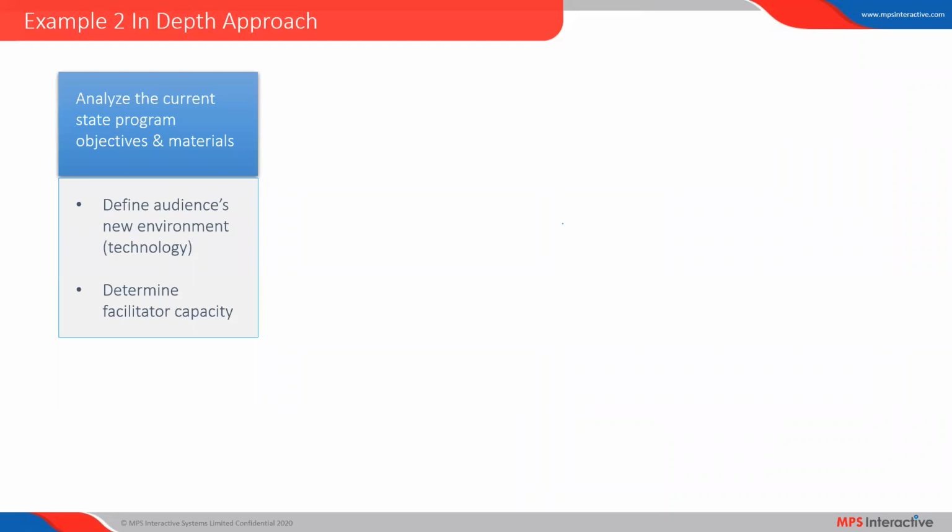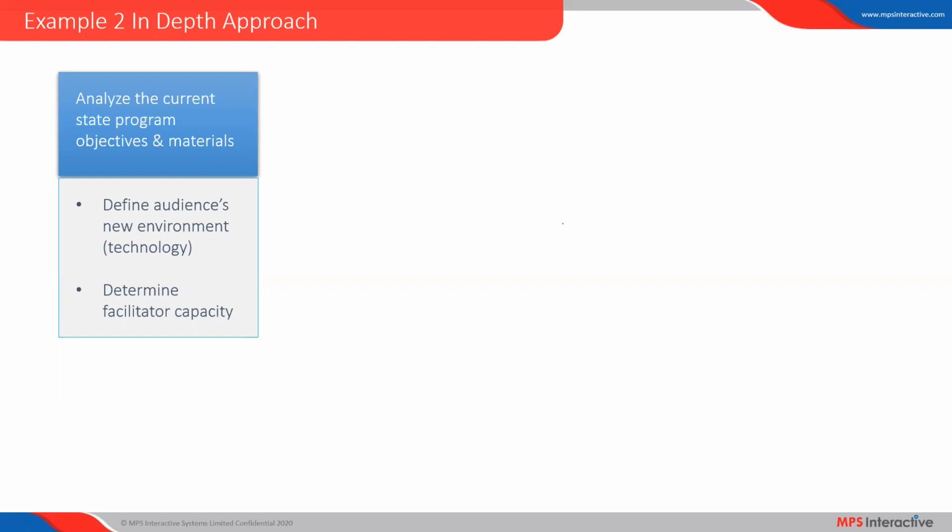Now, how did we do that? First things first, when you're looking at transforming content, you want to analyze the current state program and really understand your objectives, the materials, and the audience. So if your audience needs to and can easily, as in this example, meet with you in a virtual facilitated session and do everything else digitally, great. You need to plan for the technology and the audience and your facilitator capacity.